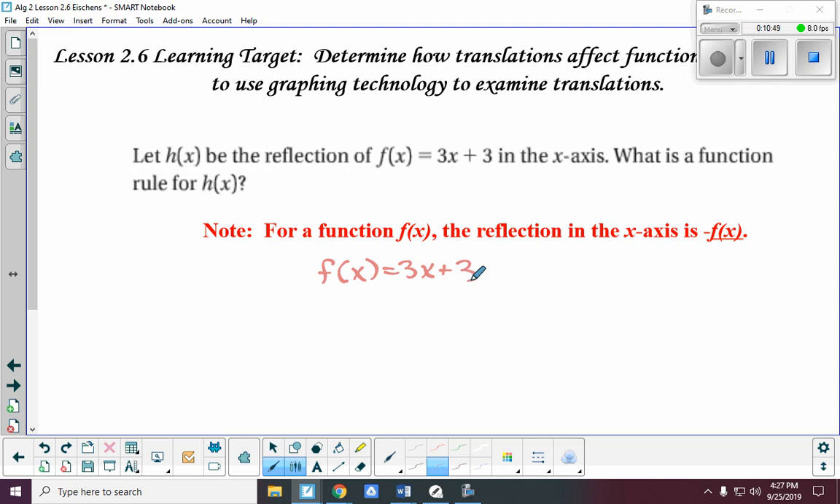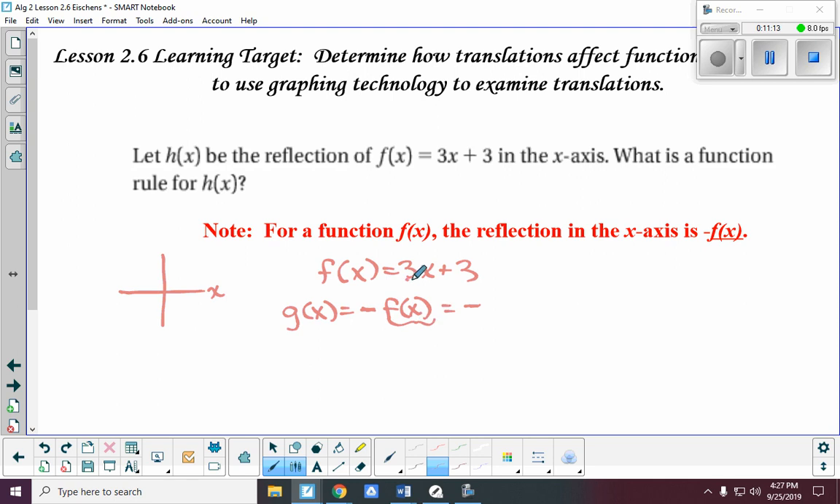What is the function rule for h of x? So this time, we are going to flip over the x-axis right here, so the y's are going to become negative. So g of x will equal negative f of x. Remember I said f of x is like y. So what we want to do is have a negative and then f of x.